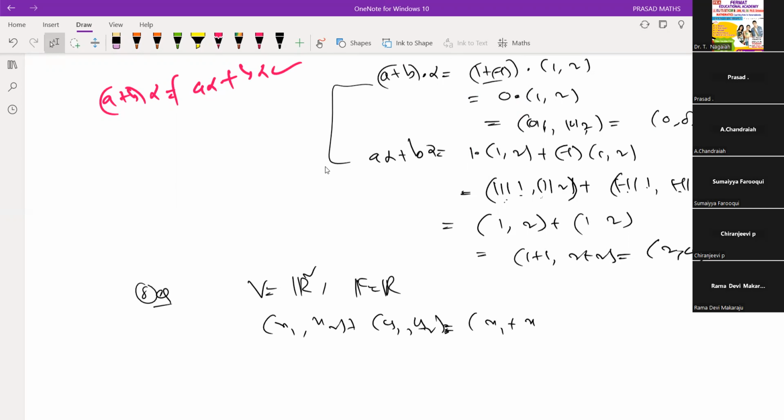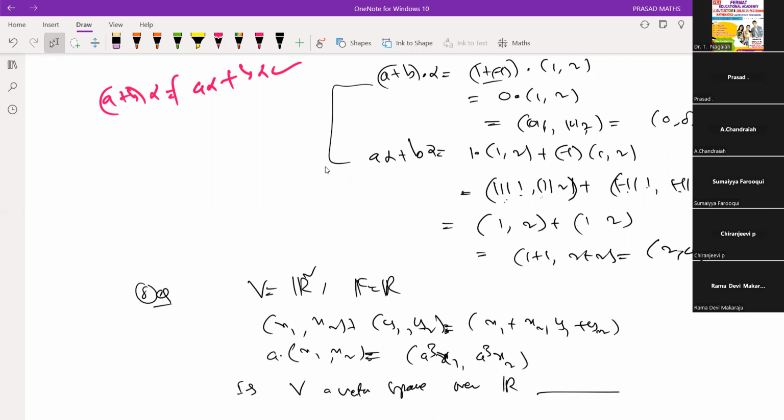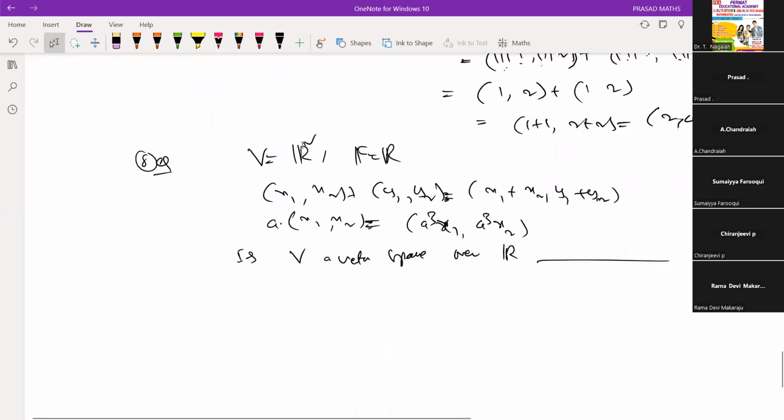X1 plus X2, Y1 plus Y2, and we take a scalar multiplication like this. This is defined by, so we have seen a square x1, a square x2. What about a cube x1, a cube x2? Anybody? Is it a vector space? No, sir. Which property fails to satisfy? Whenever you say yes, give me a counter example.